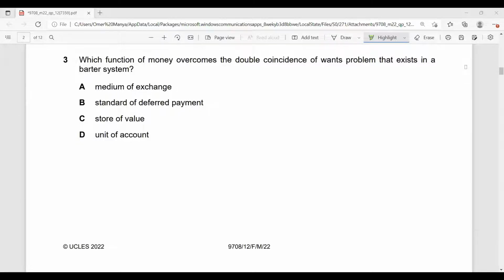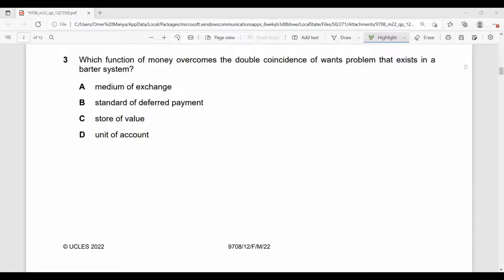So not only did this person have to have something that you wanted, they coincidentally had to want something you had to offer. So this was called the double coincidence of wants. So an exchange would take place if both parties were exchanging a good or service. As you can imagine, this took a lot of time and it wasted a lot of precious resources because of this issue. Now, money has various functions.